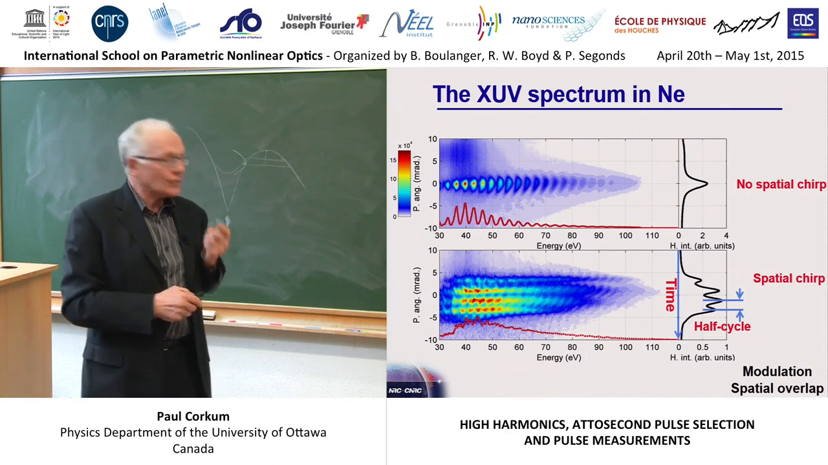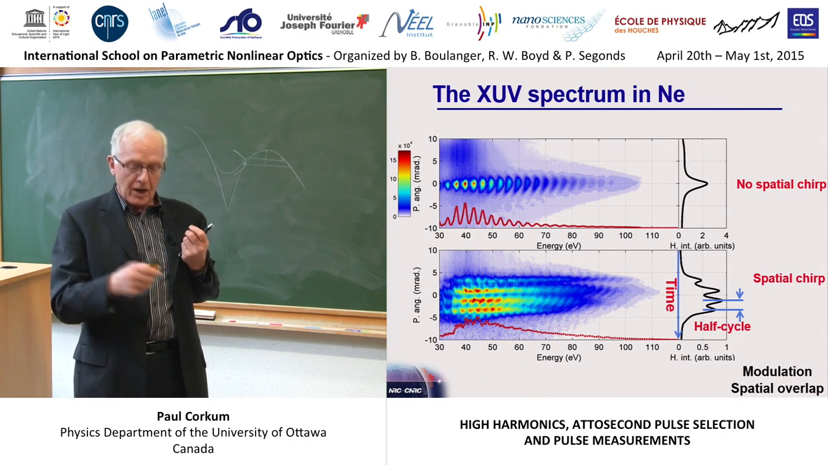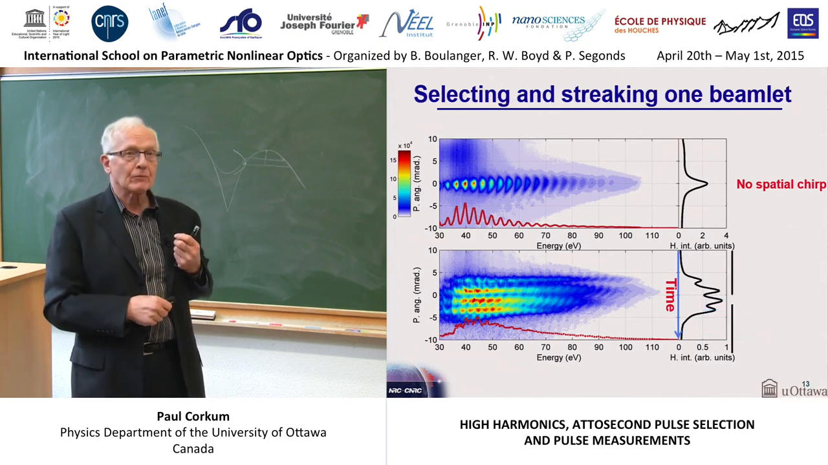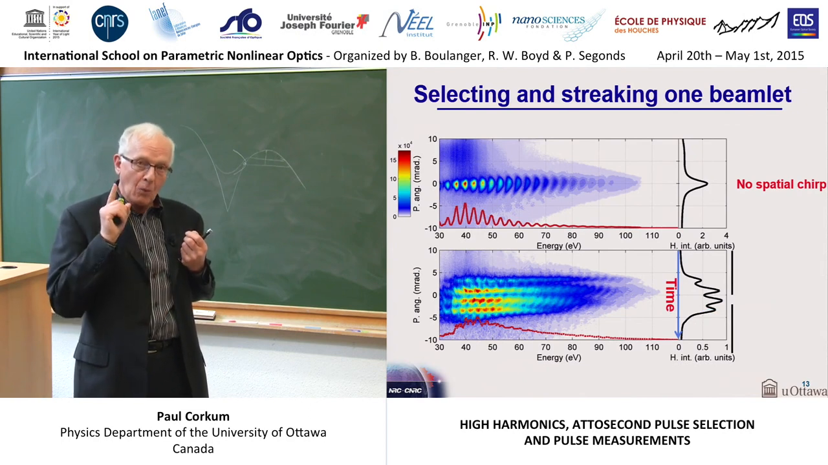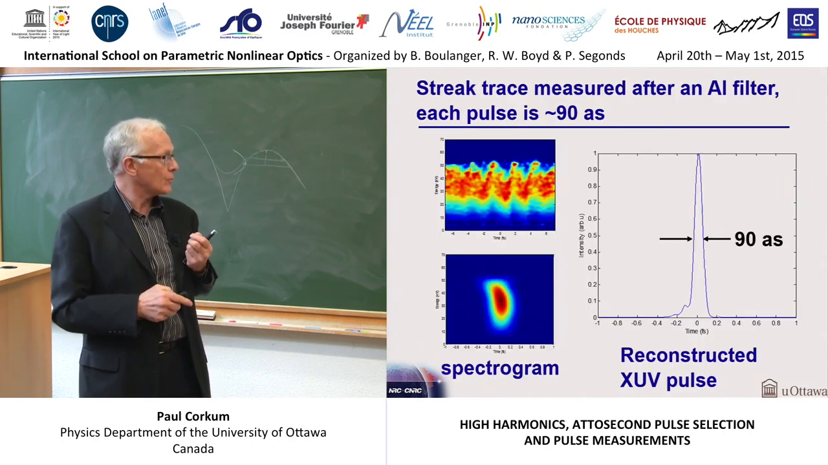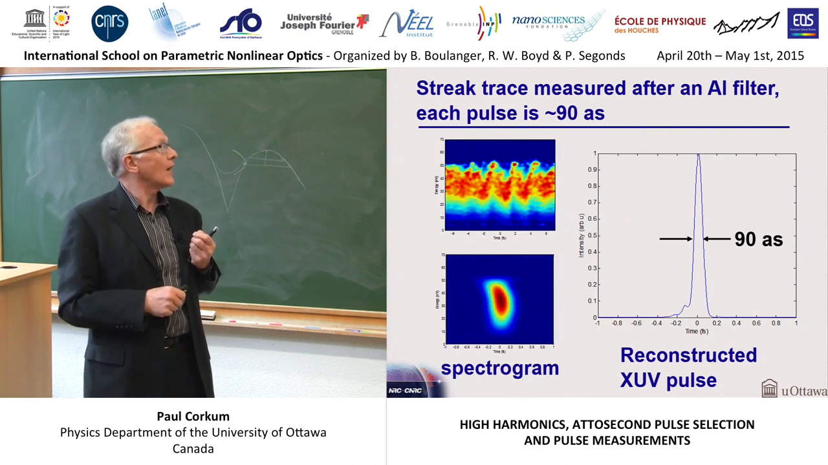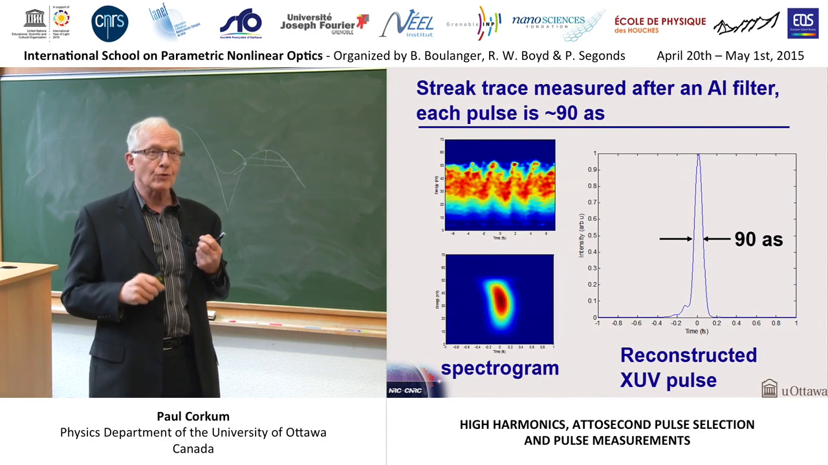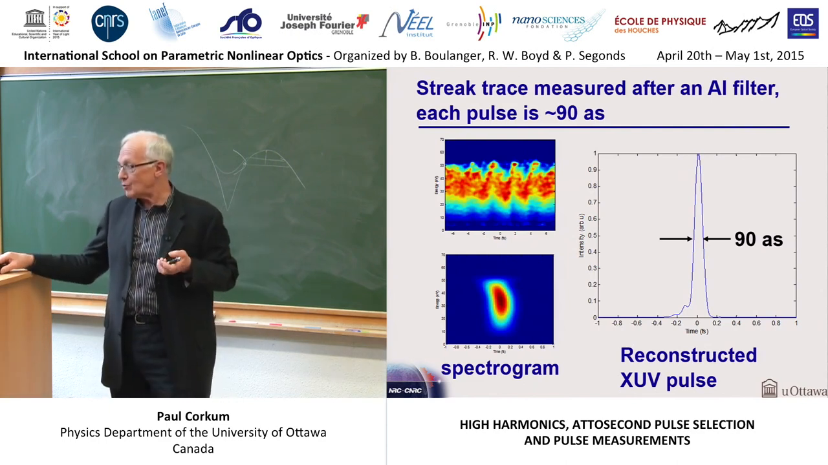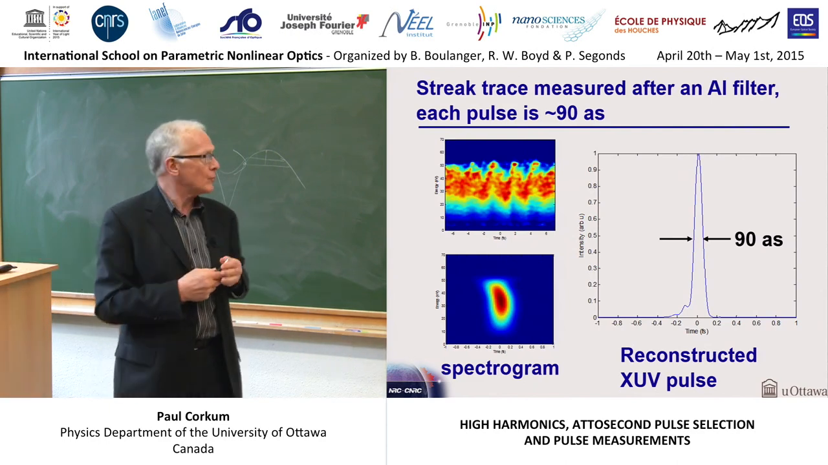So let's choose one. Let's put an aperture and make a measurement. So there's an aperture. We're going to put an aperture through, only let one get through and measure the pulse. And there it is. I'm going to tell you about how the measurement occurs, but I want to just show you while I'm still here the measurement of an isolated attosecond pulse.